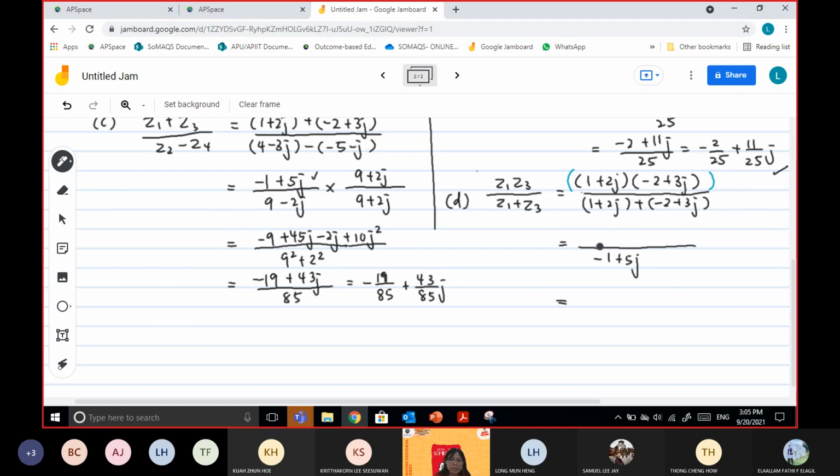Minus 2, correct. Then plus 3j. You should put the plus and minus for me. Minus 2 plus 3j, then minus 4j, then plus 6j squared. Now j squared is minus 1, so minus 6. Minus 6 minus 2 is minus 8. Then 3 minus 4 will be minus j. Then divided by minus 1 plus 5j.